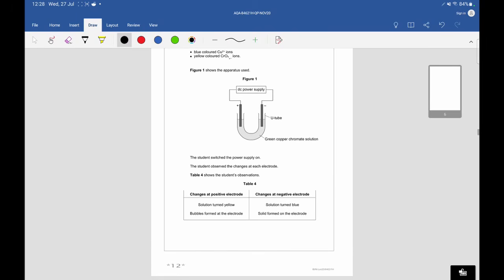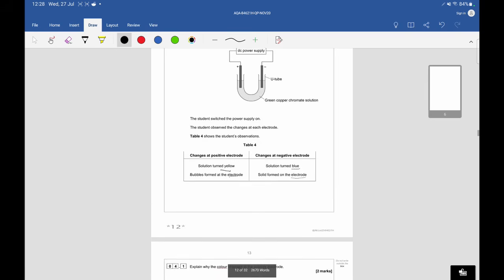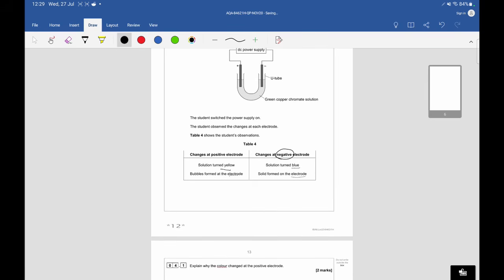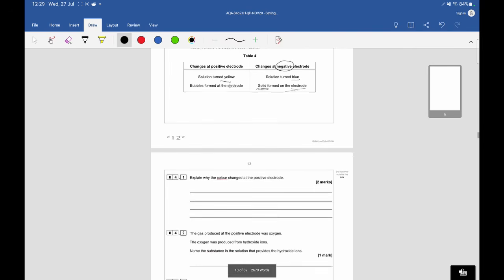The student saw that at the positive electrode, the solution turned yellow. At the negative electrode, the solution turned blue. Bubbles formed at the electrode and a solid formed at the negative electrode. Well, because it's the negative electrode, we know that the solid is probably going to be some kind of metal. We just need to work out what that metal might be. Let's look at the actual question though.